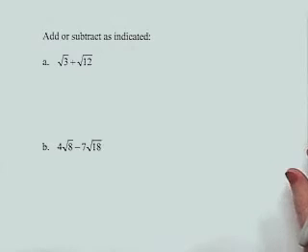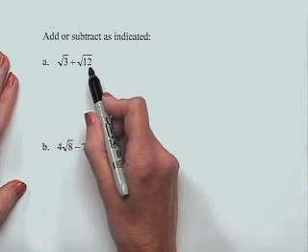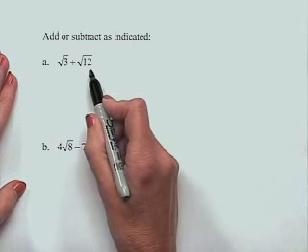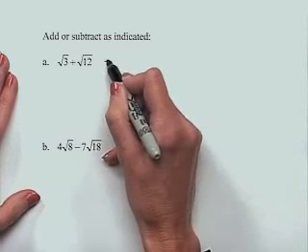Here's another problem with addition and subtraction of radical expressions. Add or subtract as indicated. We have the square root of 3 plus the square root of 12. Now, since these radical expressions are not the same, we cannot add them together in their present format. However, we can note that square root of 12 can be simplified, and let's do that now.